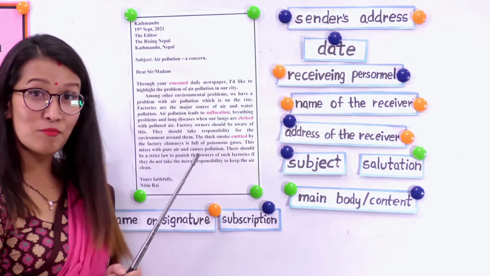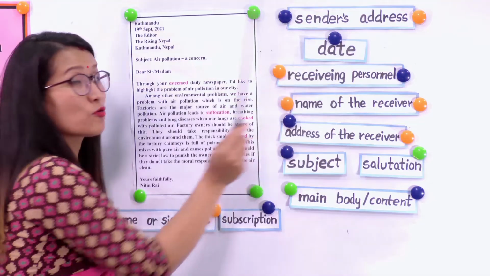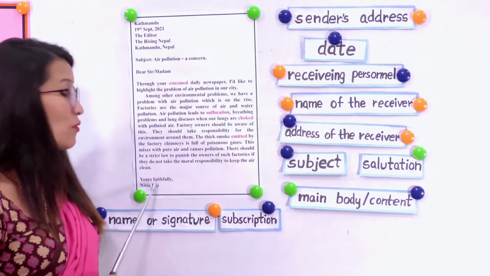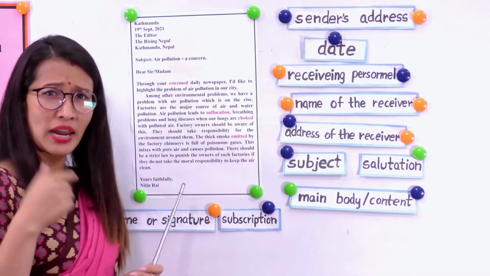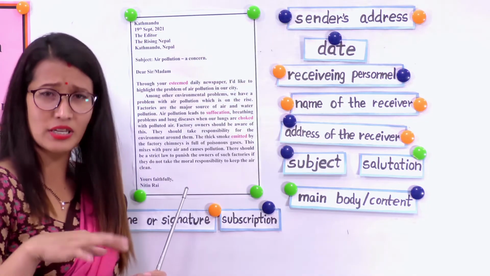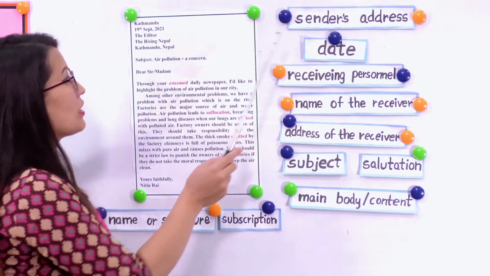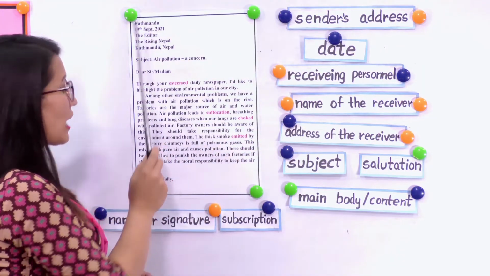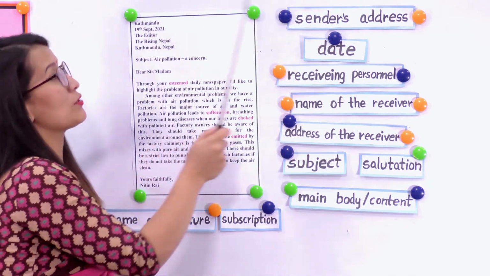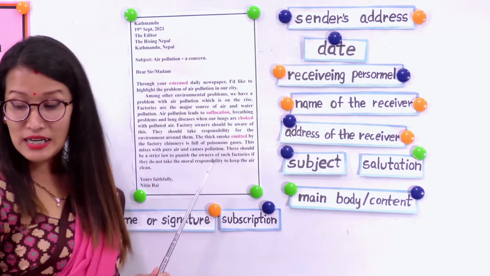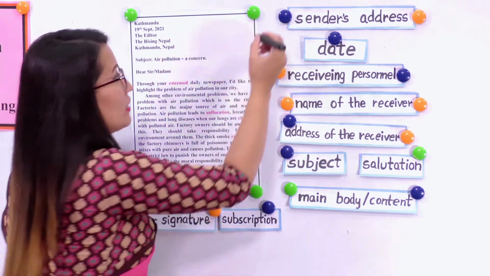Kathmandu, okay? So at first you need to write the sender's address. That means Nitin Rai's address. This is the same letter that I just showed you and explained. You can look at it in your book also. Here, the sender's address is over here. That means Nitin Rai lives in Kathmandu. So the first thing you need to write is the sender's address. So, let me write number 1 here.